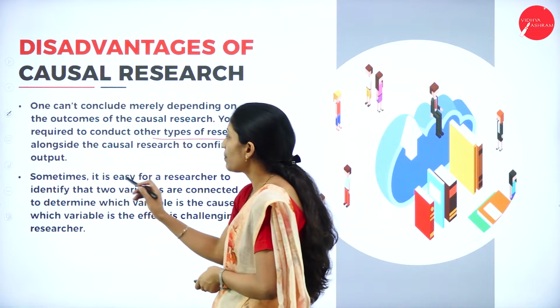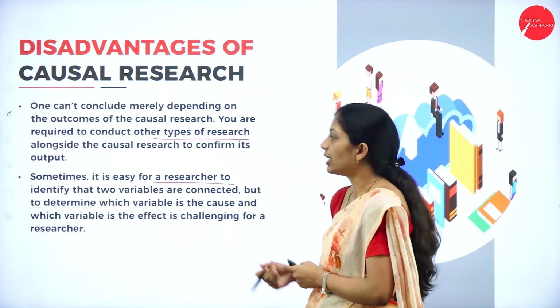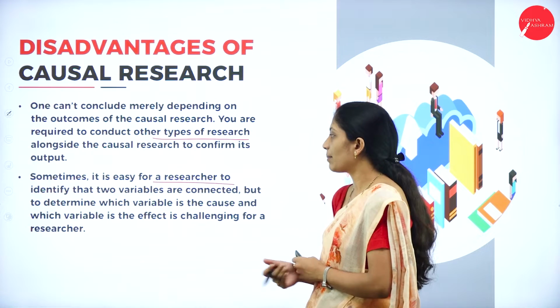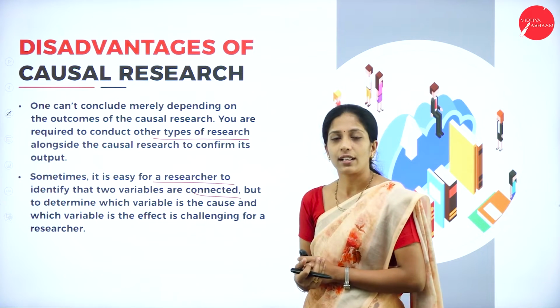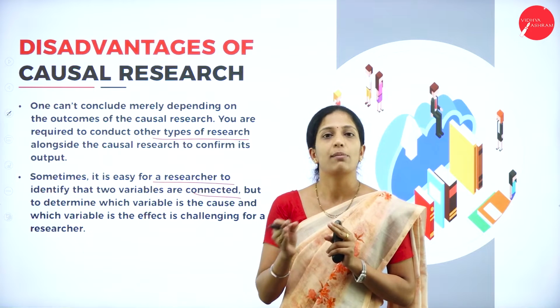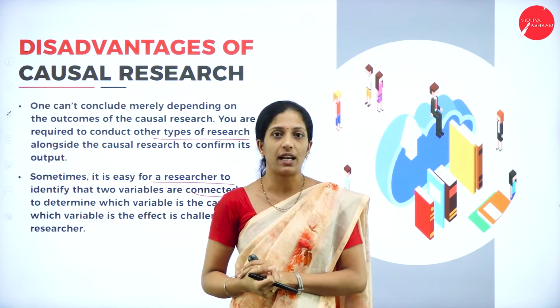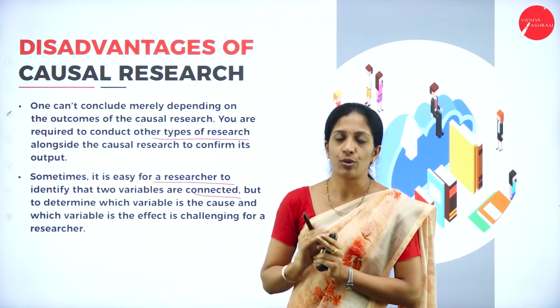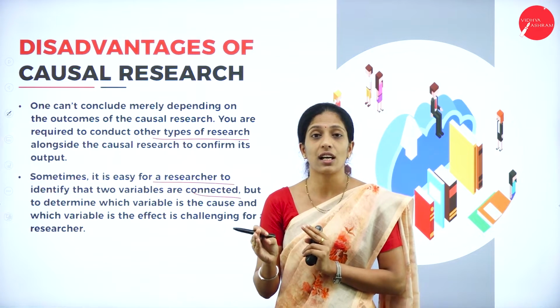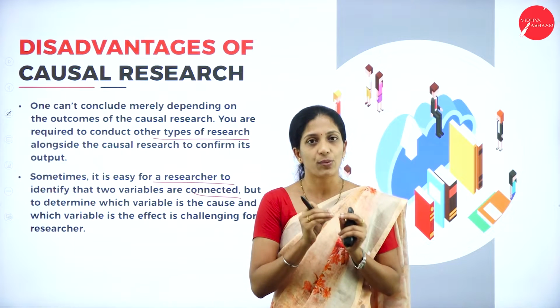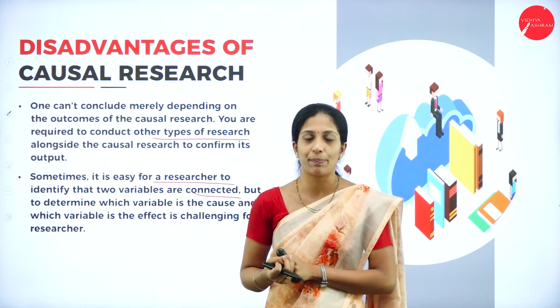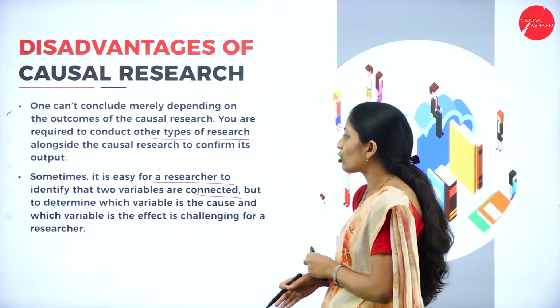Next one, sometimes it is easy for the researcher to identify that two variables are connected. I have already told you there are two variables under causal research. One is the dependent and the other one is the independent variable. They are connected to each other because we are going to see the variations that take place between the dependent variable and the independent variable. But what is the drawback here?